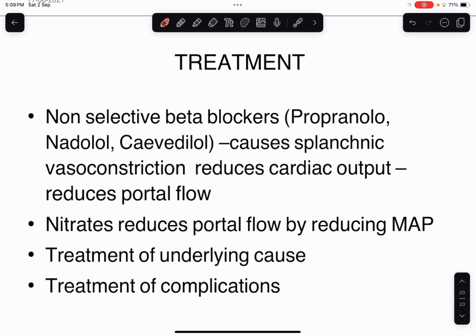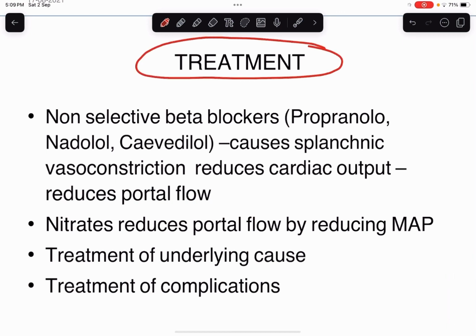Coming to the treatment of portal hypertension. So how do we treat a case of portal hypertension? Our aim should be to reduce the resistance inside the liver for the blood flow, and also to reduce the increased blood flow through the liver.